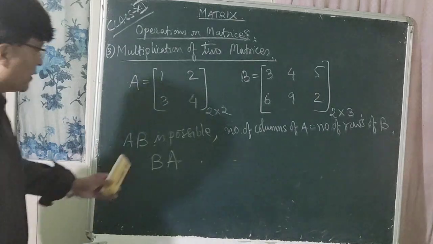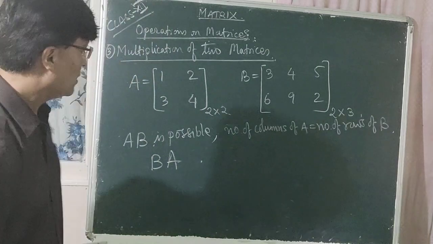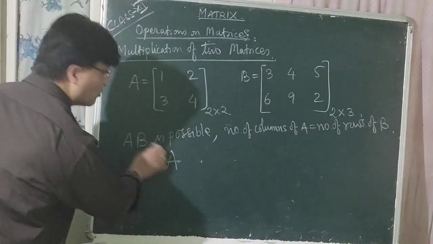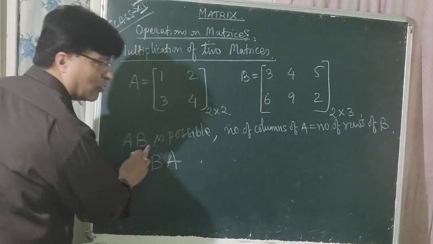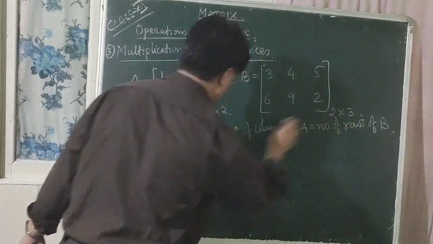Can you find out the matrix B into A? Can you find out the matrix BA? Now first, B is written out here. Matrix B is written out here. You have to consider the columns of B now. What is the number of columns of B? It is 3.